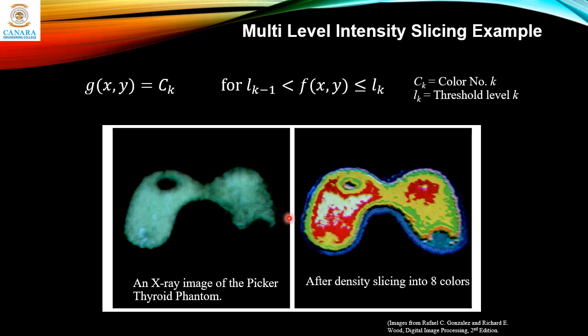So here is the example for multi-level intensity slicing. This is a grayscale X-ray image of a Picker thyroid phantom, and you cannot see more details in this image. It's quite vague actually. Now, if you recolor it using 8 colors, you can get this kind of image, and it's quite vibrant. You can identify more areas or objects inside this color image, and it will help a doctor in correct diagnosis. So this is the advantage of multi-level intensity slicing.